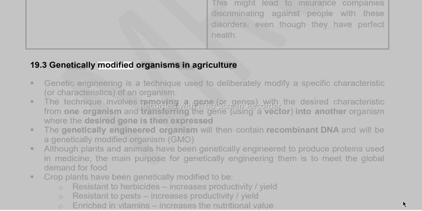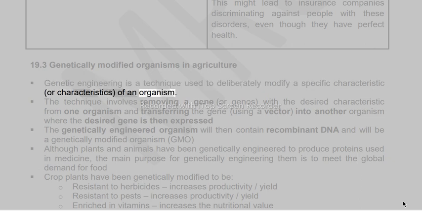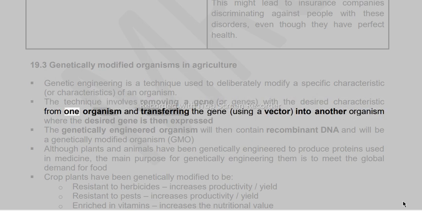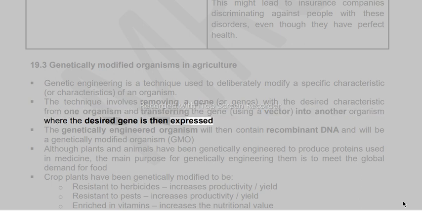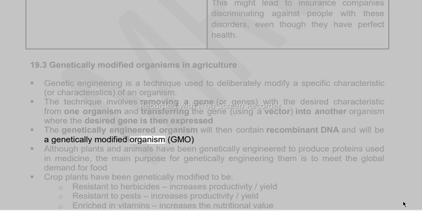19.3 Genetically modified organisms in agriculture. Genetic engineering is a technique used to deliberately modify a specific characteristic, or characteristics, of an organism. The technique involves removing a gene, or genes, with a desired characteristic from one organism and transferring the gene, using a vector, into another organism where the desired gene is then expressed. The genetically engineered organism will then contain recombinant DNA and will be a genetically modified organism, GMO.